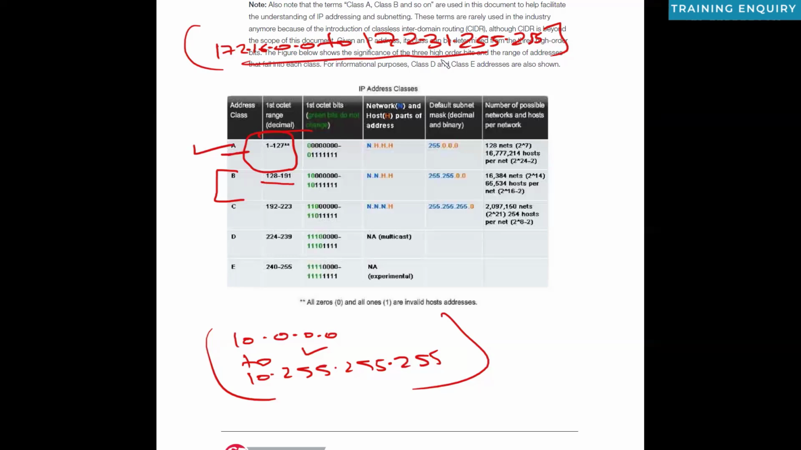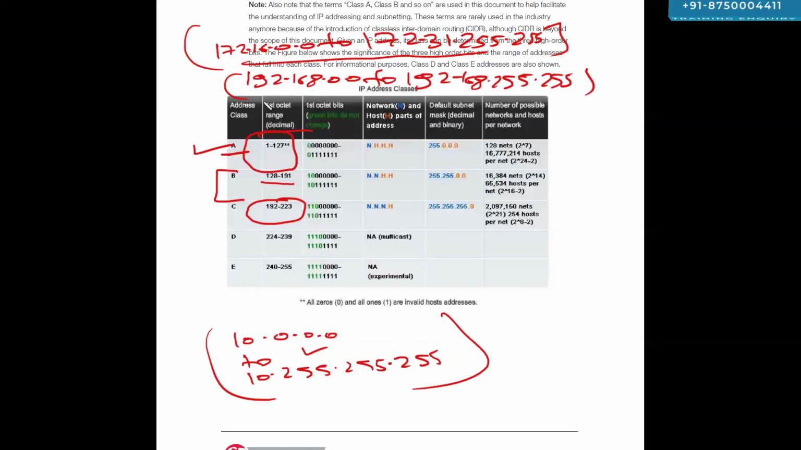We extracted this range of IP addresses from class B. And again, from class C, we have extracted some private IP addresses. From class C, we extracted this range: 192.168.0.0 up to 192.168.255.255. That range of IPs is private IP addresses. These are all private IPs. Anyone can use them in their networks, but remember that these private IPs are not routable over the internet.